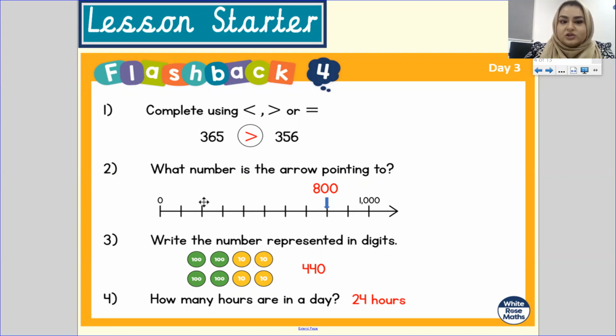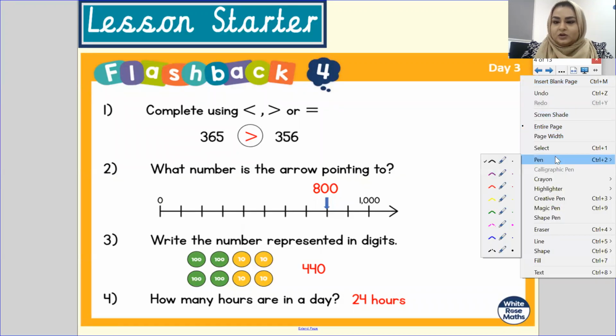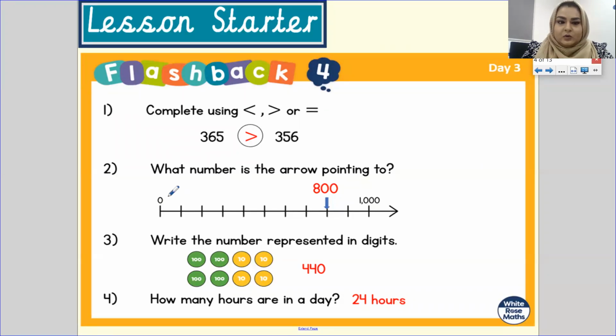So 100, 200, 300, 400. I'm just going to choose a pen and show you actually. So you should have done 100, 200, 300, 400, 500, 600, 700, then 800.